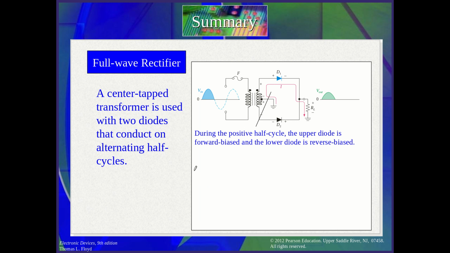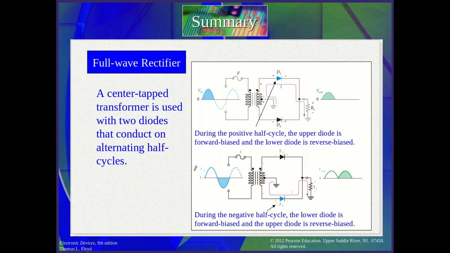Okay, now let's see the second, or negative, half cycle. You see that the signs of the transformer are reversed. So instead of positive minus, it's minus positive. Here the current will go through the second diode D2, so it will conduct the negative half cycle.